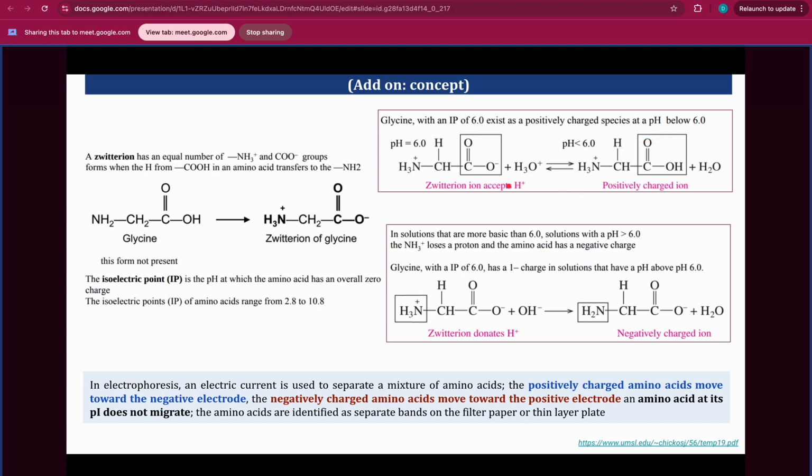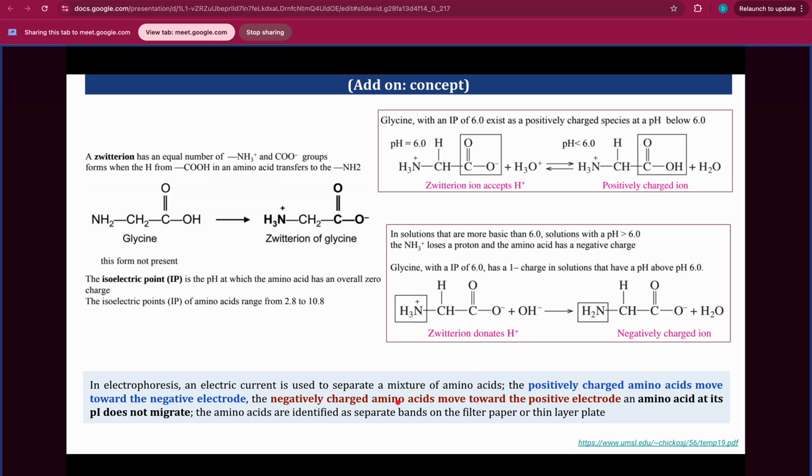Similarly, different other amino acids will have different isoelectric points. So in that way, they will move on the basis of their isoelectric points. And for example, if pH is greater than 6, then this particular glycine will donate its H positive and it will convert to a negatively charged ion.